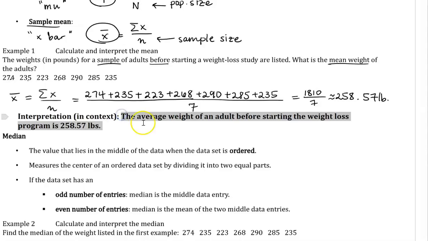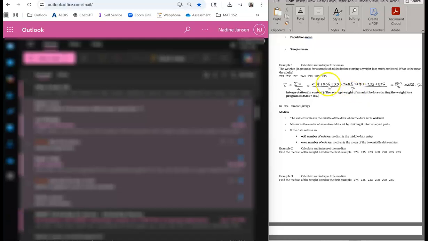Notice that I didn't just say the average is 258. I didn't just say the mean is 258. From just reading this sentence, the average weight of an adult before starting the weight loss program is 258.57 pounds, I know exactly what the question was asking, and I know exactly what context the question was around. That's how you want to make sure you're writing your interpretation.